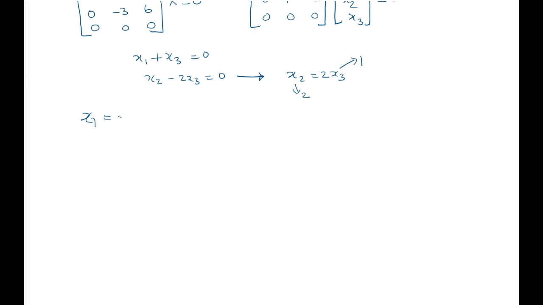So x1 equal to minus x3, and we know x3 we have taken to be 1, so x1 is equal to minus 1. So our eigenvector, what is the eigenvector here? Vector is x1 value is minus 1, x2 is 2, and x3 we have taken 1. So this is the eigenvector that corresponds for the eigenvalue lambda equal to minus 4.